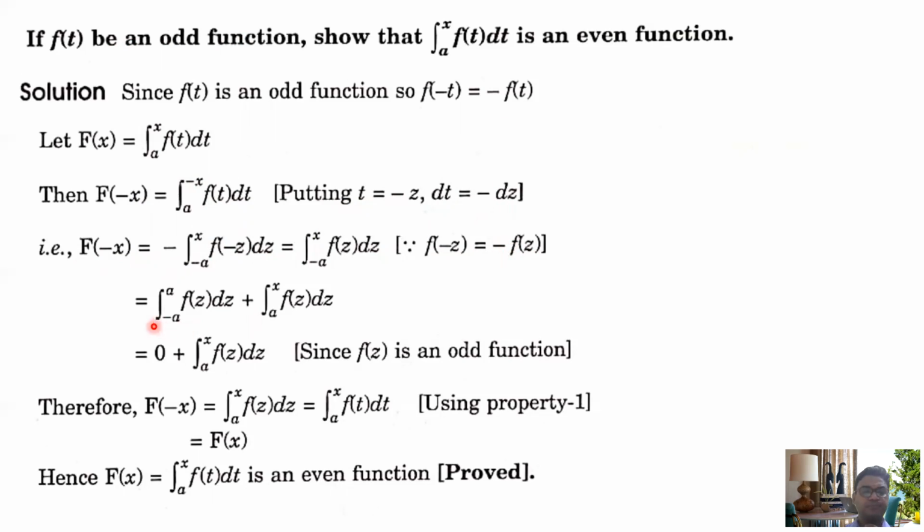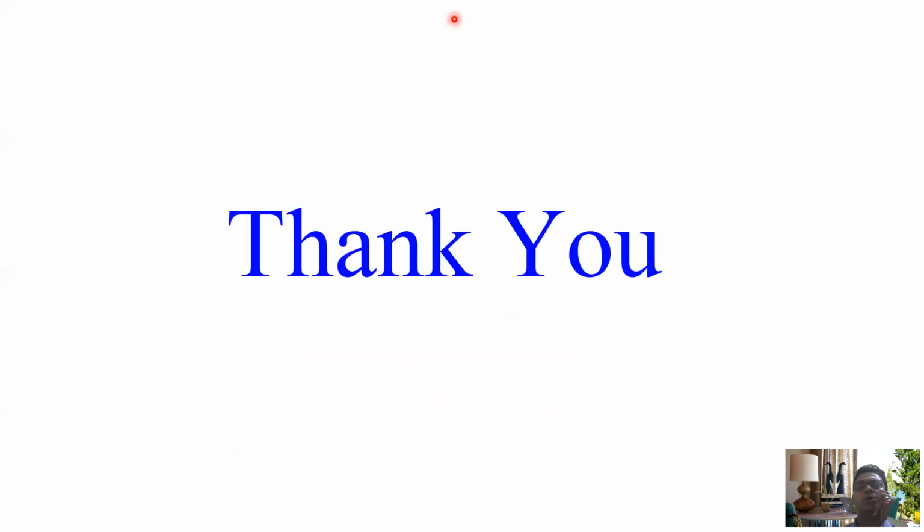So from it is clear that it is the integral from −a to a of f(z) dz plus the integral from a to x of f(z) dz. Since f is an odd function, the first portion is 0. So we have the integral from a to x of f(z) dz. So from here it is clear that F(−x) equals the integral from a to x of f(z) dz, which equals the integral from a to x of f(t) dt. Here we are replacing only the variable, z by t. So F(−x) equals the integral from a to x of f(t) dt, which equals F(x). From here it is clear that capital F(x), the integral from a to x of f(t) dt, is an even function. Thank you. Try to solve similar types of questions.